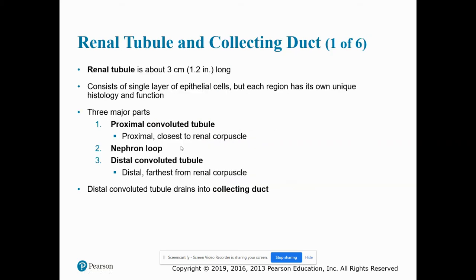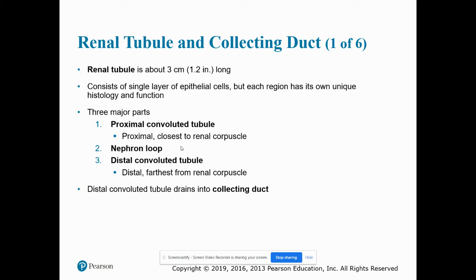Now we move on to talking about the renal tubule and collecting duct. The renal tubule is about 3 centimeters or 1.2 inches long. It consists of a single layer of epithelial cells, but each region has its own unique histology and function. The histology and function are important to learn. There are 3 major parts: the proximal convoluted tubule, the nephron loop, and the distal convoluted tubule.